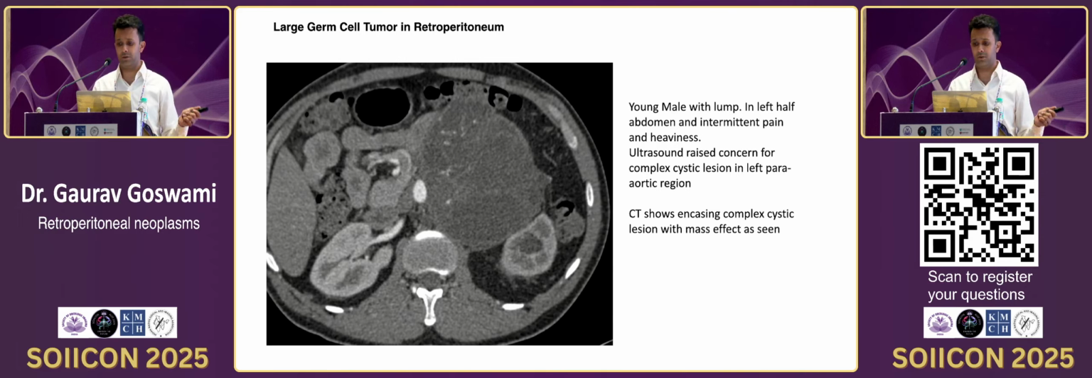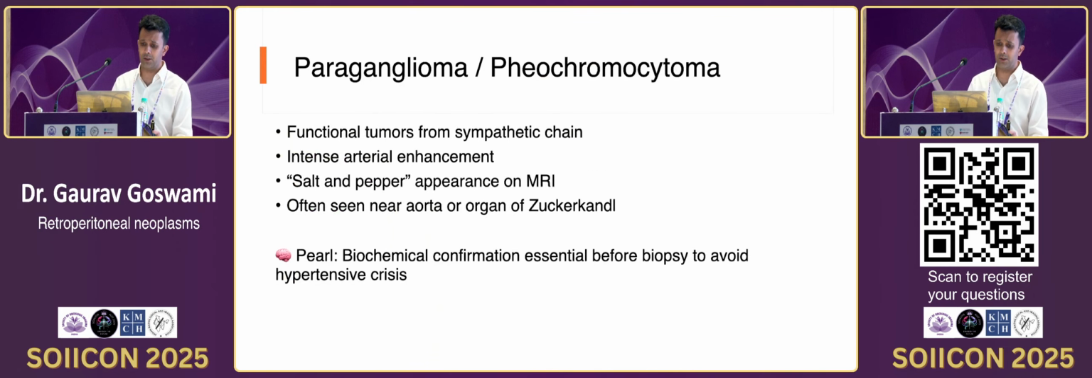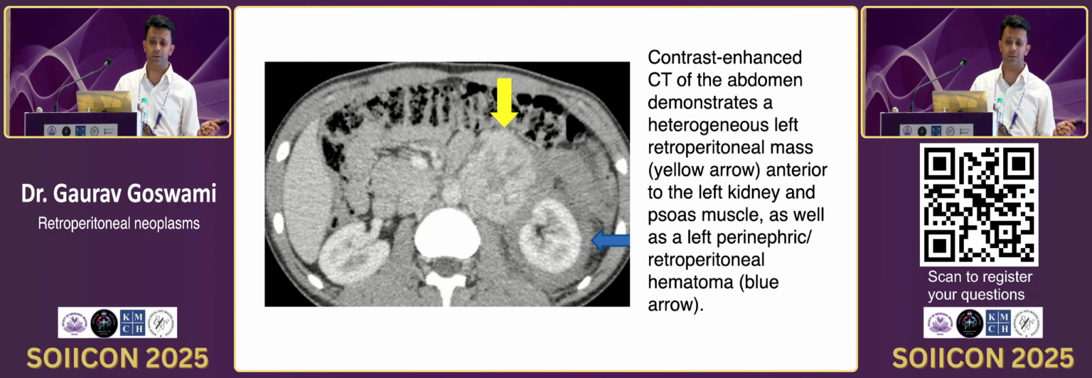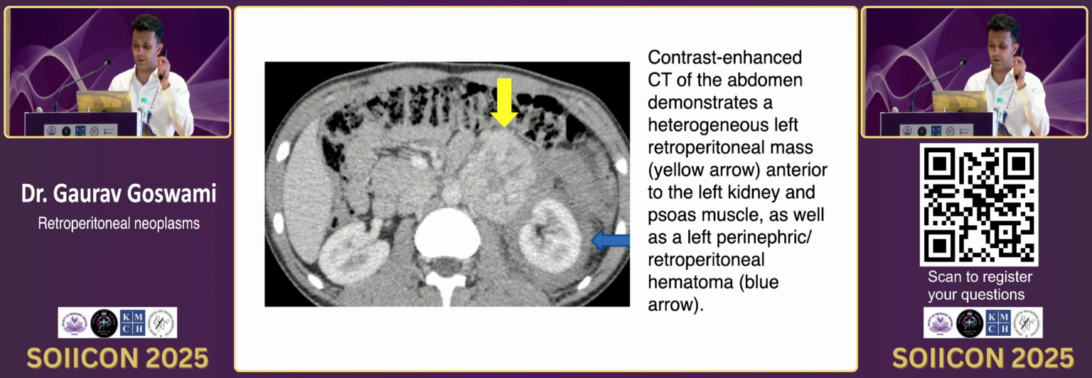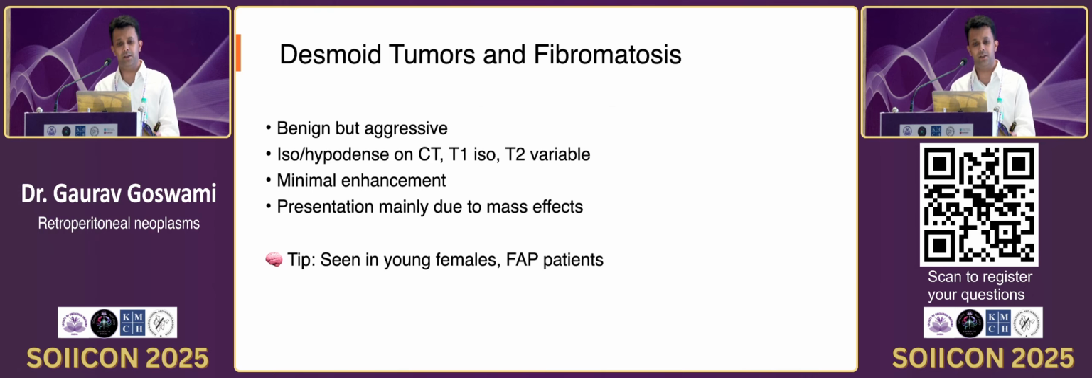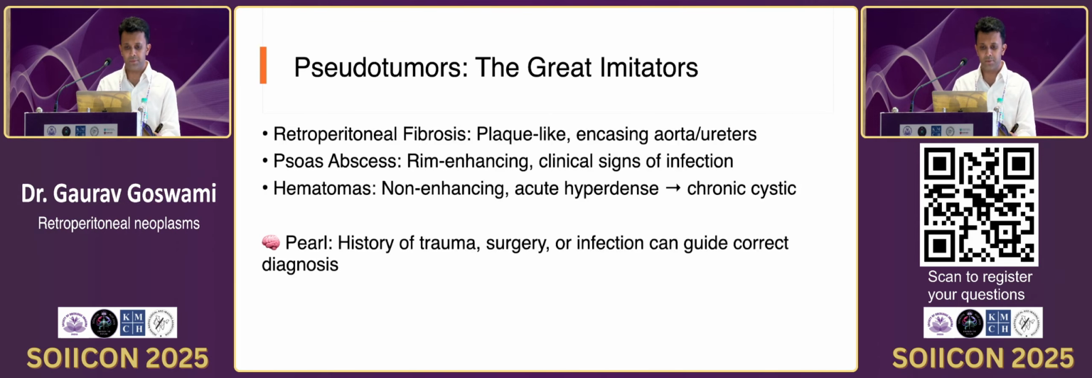So this young male presented with a lump, and ultrasound raised the concern for a complex solid lesion. Again, paraganglioma, everybody is well aware of paraganglioma. The characteristic MR appearance is salt and pepper appearance because of the multiple microhemorrhages within. Desmoid tumors are more common in young females and familial adenomatous polyposis patients. Though it is benign, it is very aggressive and has a high recurrence rate. Surgeons can guide us better on the progression-free survival of such patients.